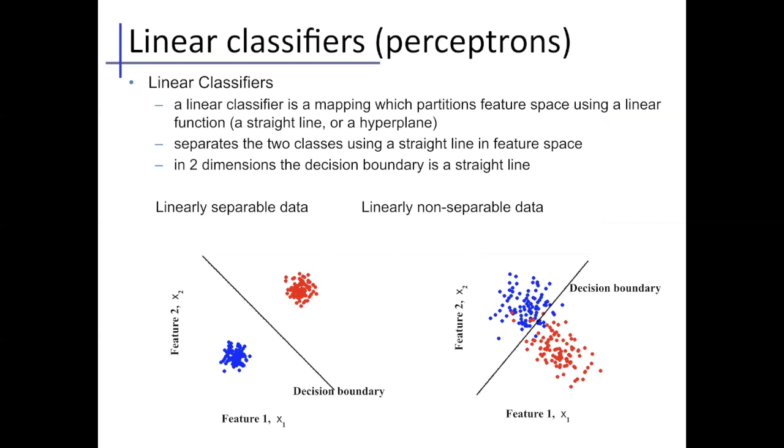So remember the perceptron algorithm. The perceptron algorithm is a linear classifier. What we do here is, suppose your data is linearly separable, I'm going to find a separating plane or separating hyperplane to separate these two groups of data points. In two dimensions, the decision boundary is a straight line. For linearly non-separable data, you have to make a mistake. You cannot completely separate the data sets.